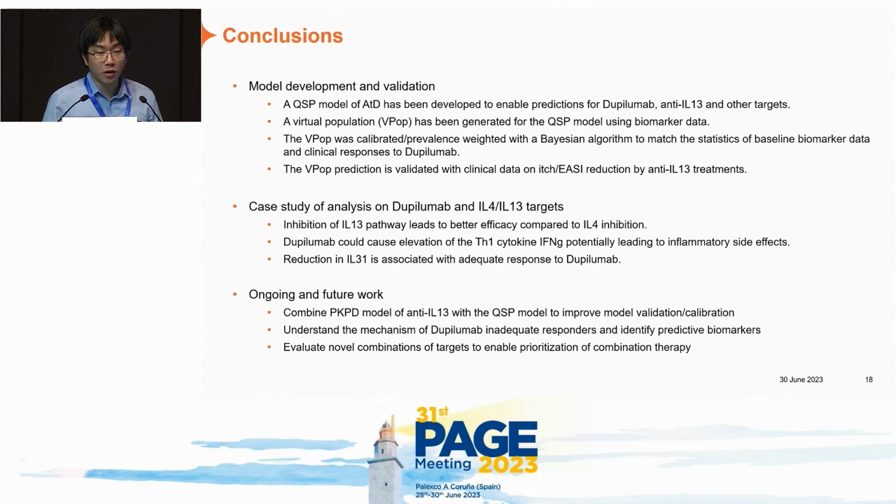So for ongoing and future work, we're working on a PK/PD model for anti-IL-13, and then combining that with the QSP model to improve the model validation. And we would like to understand the mechanism of the dupilumab inadequate response more closely, and identify predictive biomarkers. And finally, we're interested in evaluating new combinations of different targets to enable prioritization of combination therapy.